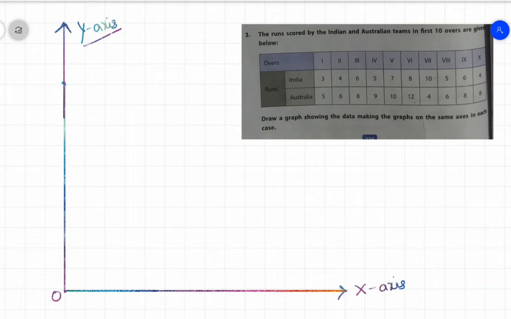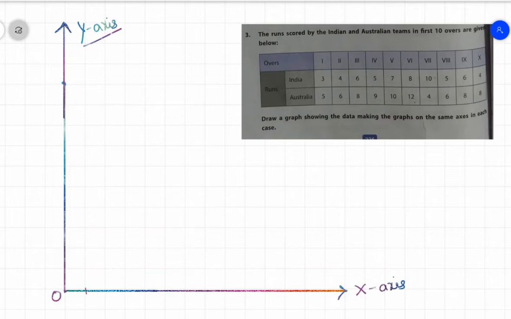Over is your independent variable and the runs are the dependent variable, because first over was played and India got 3 runs, Australia got 5 runs. So first of all we shall plot the graph for India. Before that we have to put the scale. So on the x-axis we will be putting the overs.